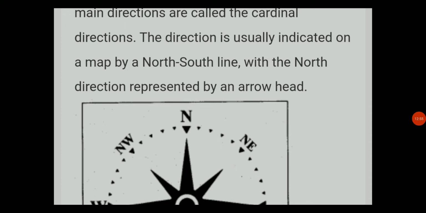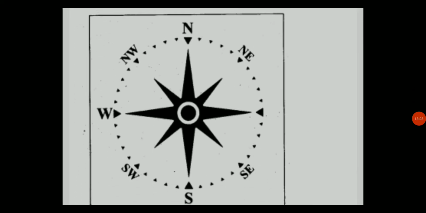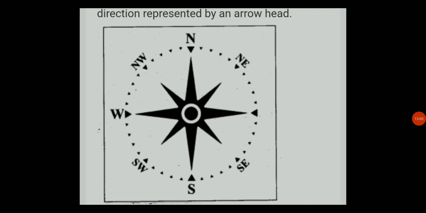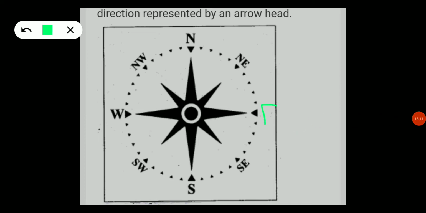The direction is usually indicated on a map by a north-south line with the north direction represented by an arrowhead. So draw this diagram which represents north, northeast, east, southeast, south, southwest, west, and northwest. So till this you'll be writing for this.